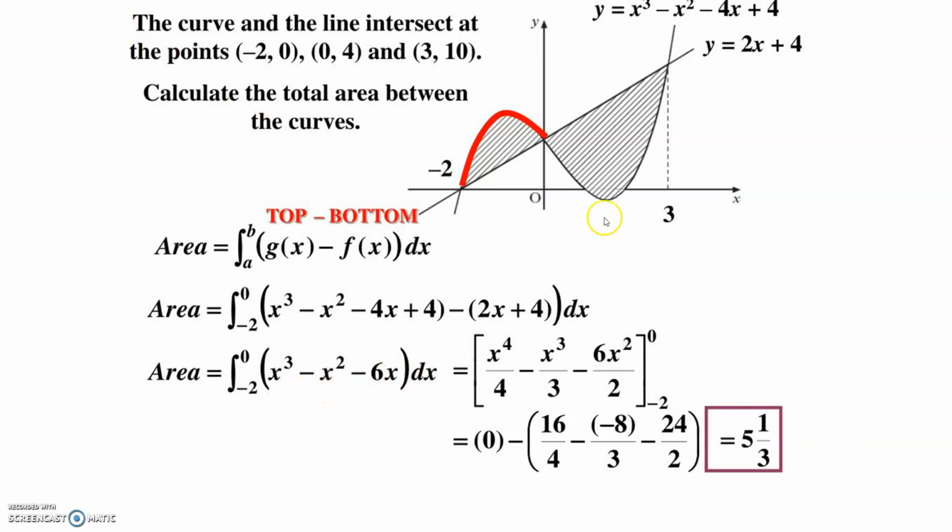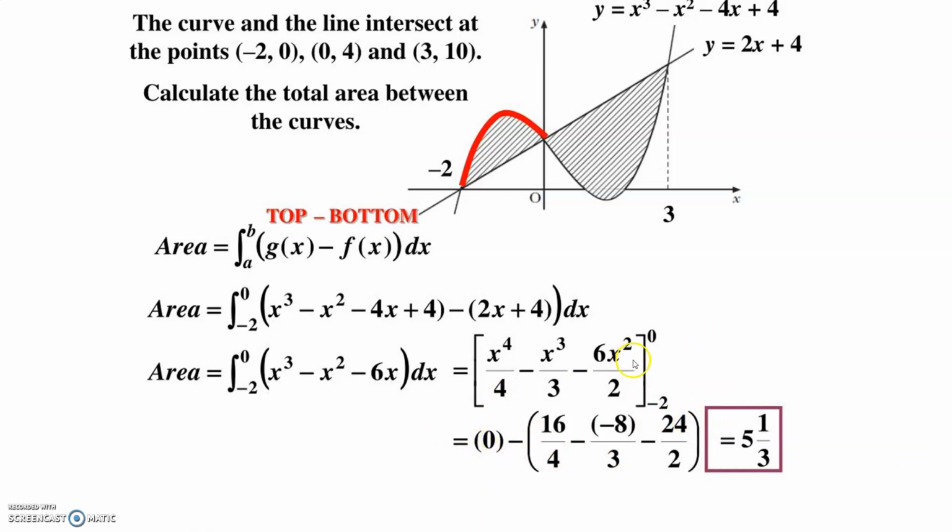What is the integration of x cube? It is exactly x raised to 4 upon 4, minus what is the integration of x square? It is x cube upon 3. What is the integration of x? It is x square upon 2. So we derive the final answer in the form of upper limit 0, lower limit minus 2.